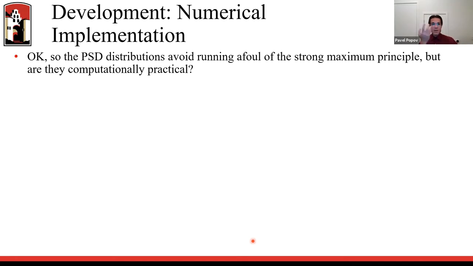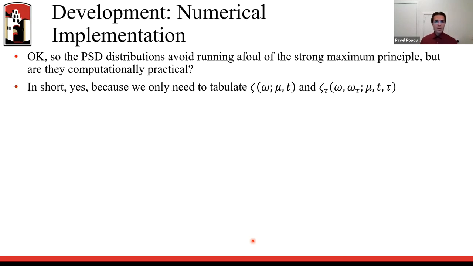So how can they be implemented numerically? These distributions avoid running afoul of the strong maximum principle, but are they computationally practical? And the short answer is yes, because we only need to tabulate zeta and zeta t, which are respectively a one-dimensional function with two parameters and a two-dimensional function with three parameters. So these are quite easy to tabulate, especially if you are used to tabulating reaction source terms where your tabulation space might be 50 dimensional. These are just low dimensional, so they're quite easy to tabulate.